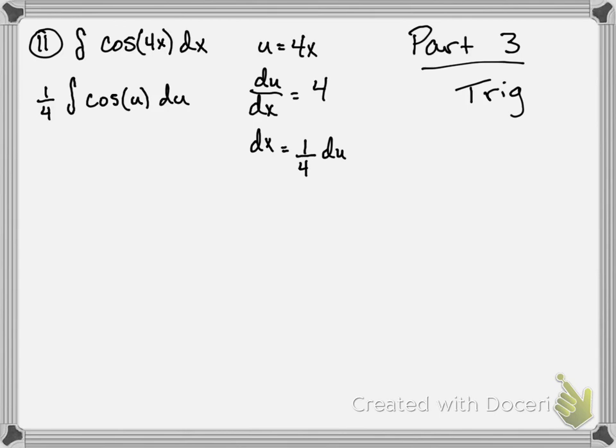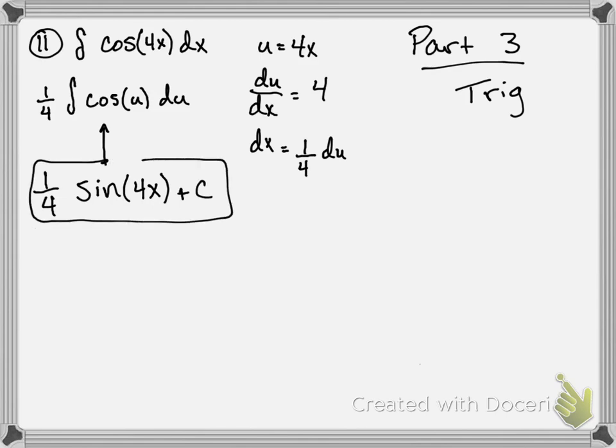So I'm thinking of, what do I take the derivative of to give me cosine? Okay, so sine of u gives me cosine u. So sine u is just sine 4x plus c. That would be the answer to that one. Okay, so think about it, if you're thinking, oh coach, you're lying to me.